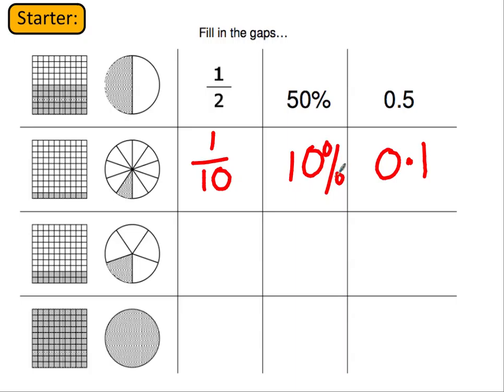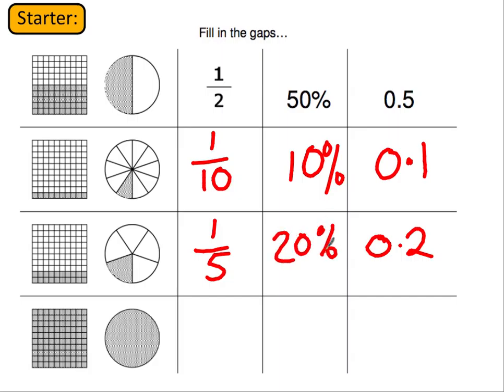In the next icon we've got 20 out of 100 squares shaded, which has a circle. If you look at the circle, it's 1 out of 5 parts shaded, so the fraction is 1/5. To work that out as a decimal, we do 1 divided by 5, and that is going to be 0.2, and then we times that by 100 to get our percentage, which is of course 20%.